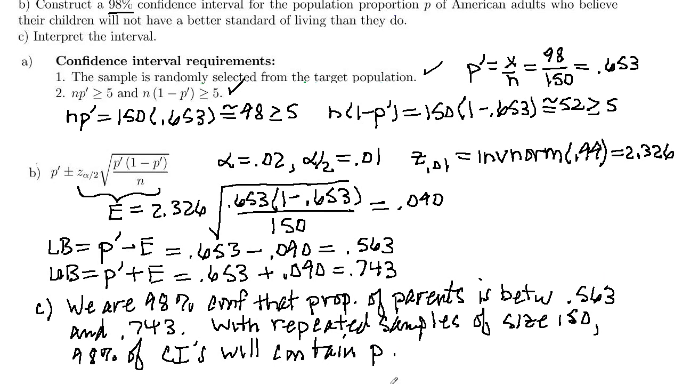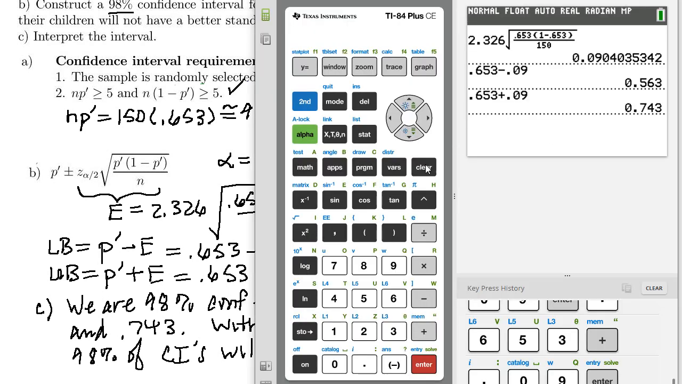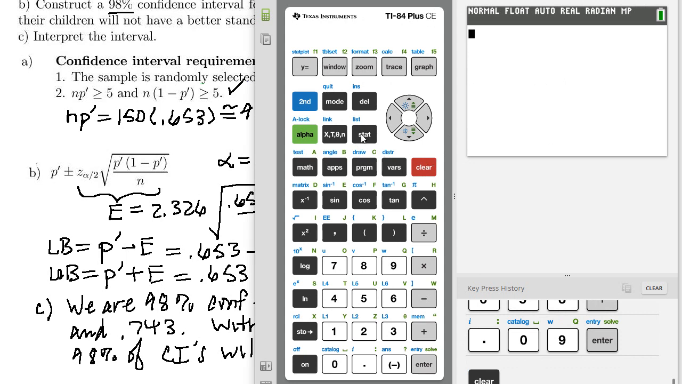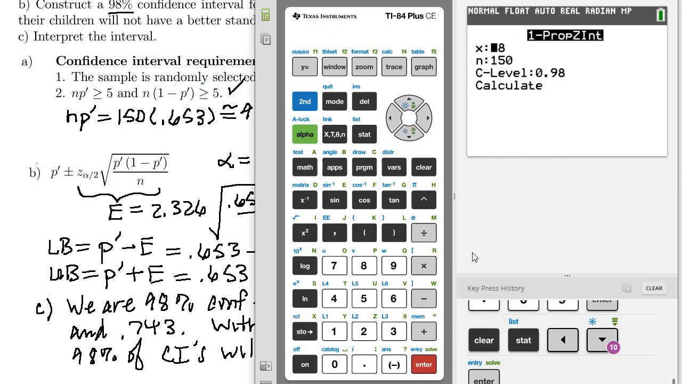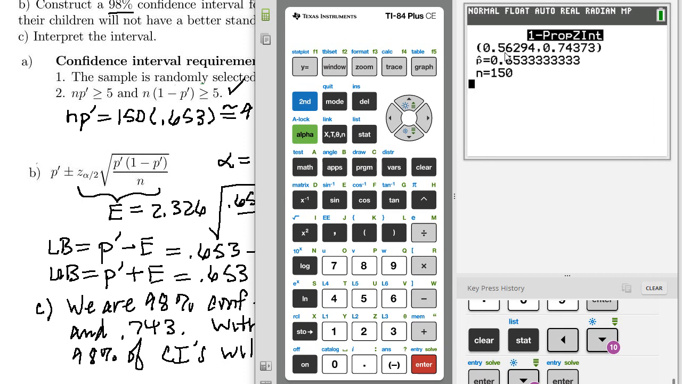And we can check this on the calculator like we did before. So we want to go to the stat menu and then tests, and we want to scroll down until we get to a 1 proportion z interval. Our successes here are 98, our total trials are 150, and our confidence level is 0.98. So you want to enter those in, calculate, and we've got to 3 decimal places 563 to 744.